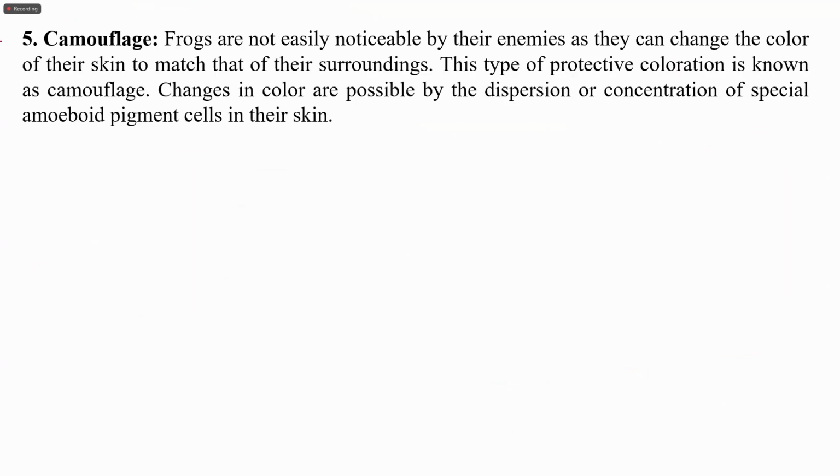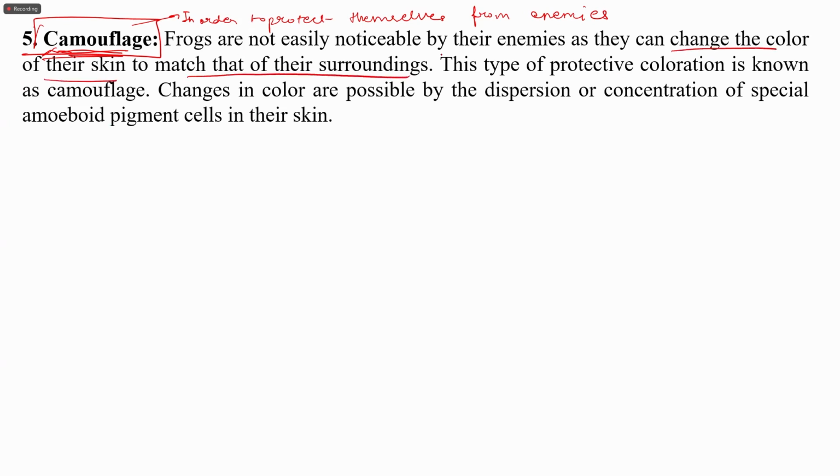The next is camouflage. Camouflage is very important. Camouflage is the property where the organism can change their skin color to match their surroundings. This is important in order to protect themselves from enemies. Frogs cannot be easily identified by their enemies because they can change the color of their skin to match that of their surroundings. This type of protective coloration is known as camouflage.